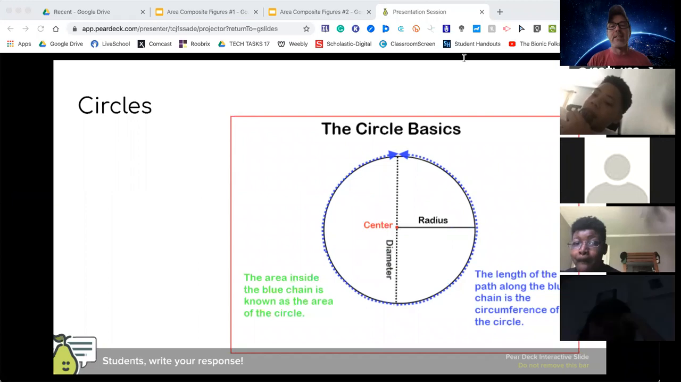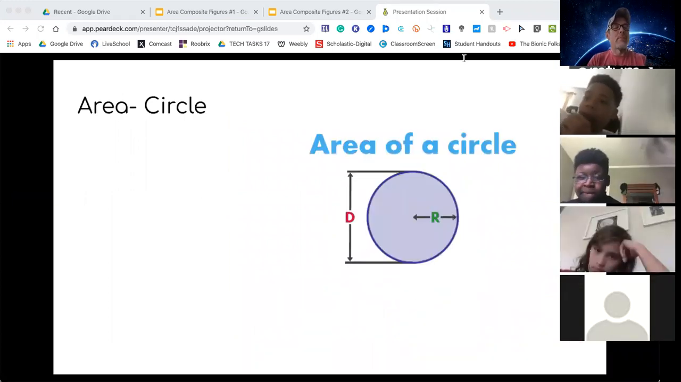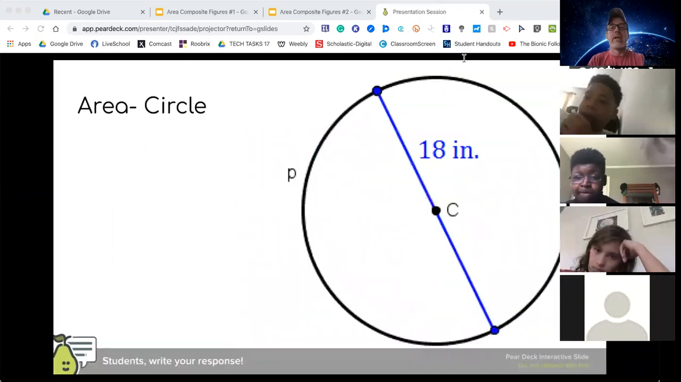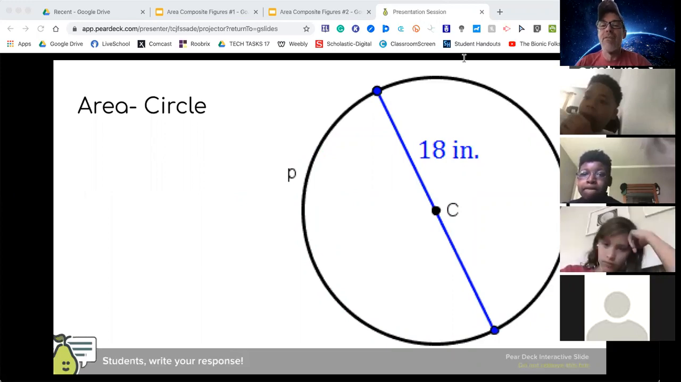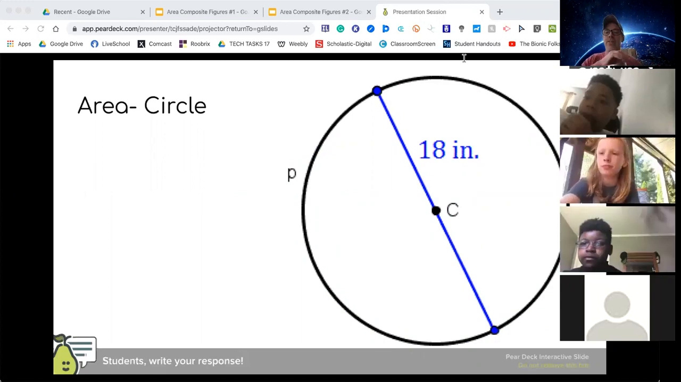So let's practice a circle. On the next one, right here. Okay, so now you have a circle. It is 18 inches in diameter. Will you please tell me the area of this circle on Pear Deck? What is the area of this circle?